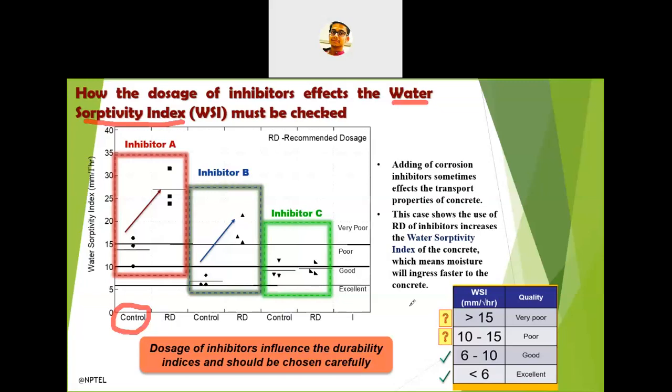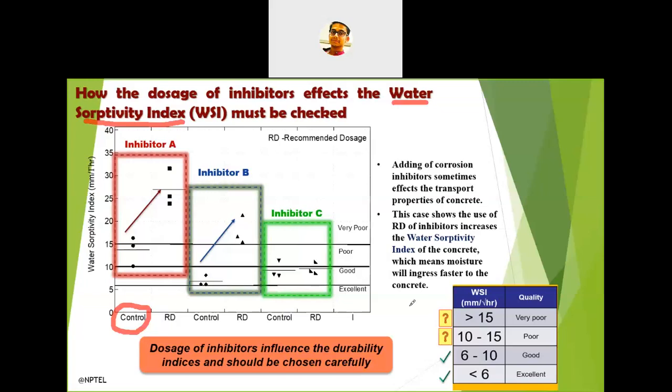So you can see that all the inhibitors are not acting properly in all types of concrete mix. So before adopting any type of corrosion inhibitors, you have to go through this test. Otherwise, after implementation of all those things, you will find some devastating effect, and you will conclude that the technology was bad, or the material was not good.